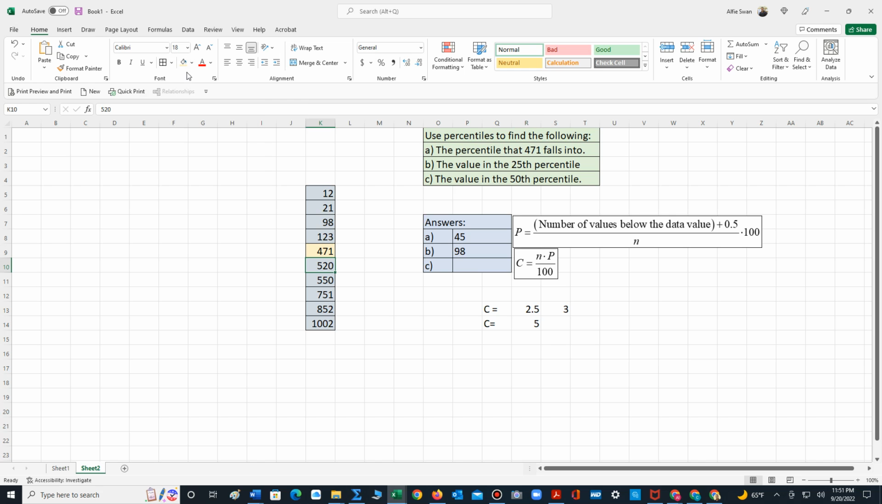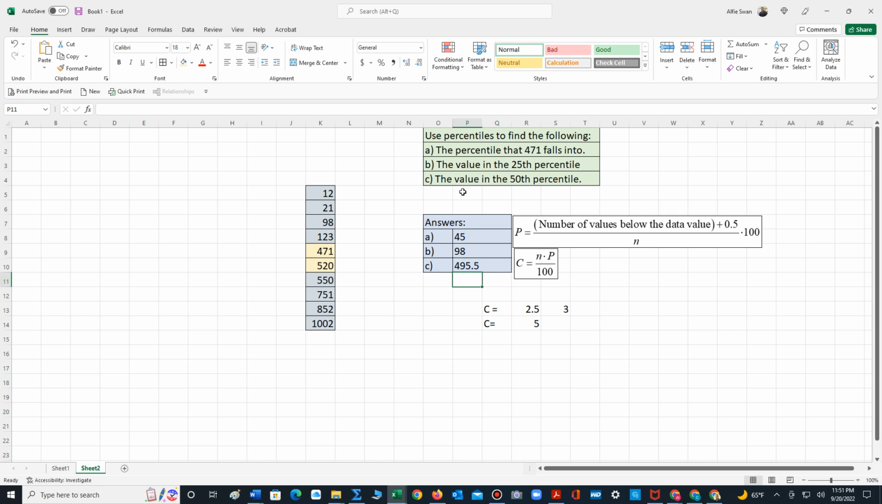And one more space. And then we calculate the midpoint of those two values. So we add 471 plus 520 and divide by 2. And we end up with 495.5. That's the data value in the 50th percentile.